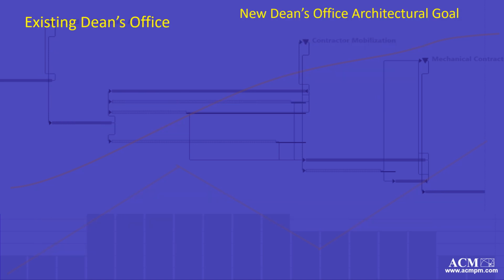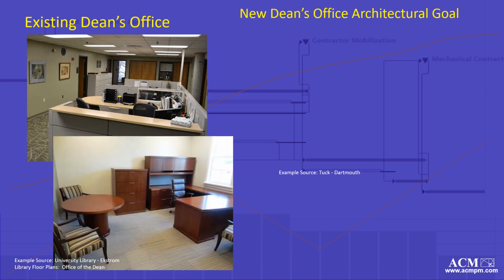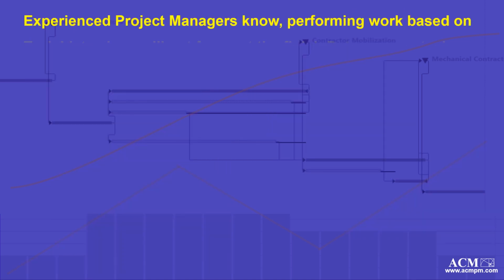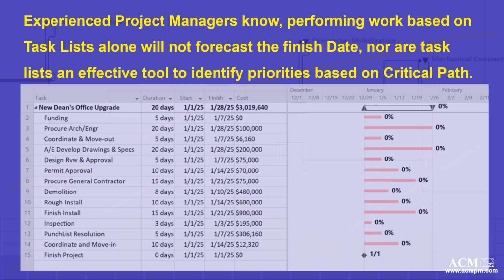Engineering drawings or pictures are worth 1,000 words. In many project environments, we can visually see a representative existing condition and the team's finished goal. Here we have a layout of the existing dean's office with the new dean's architectural goal. Cost loading project activities. The estimated project value is about $3 million.